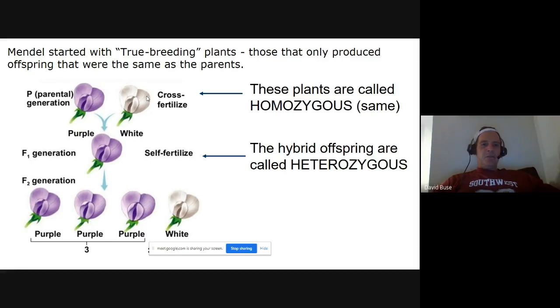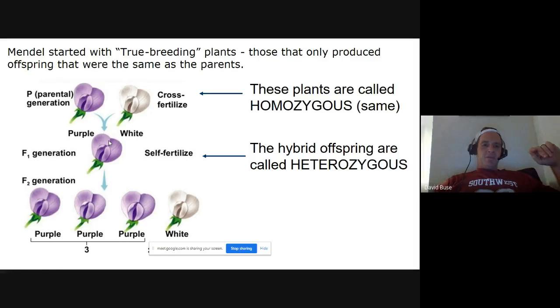He would end up with something that was in between. And that's not what he observed. He observed that for each of his 7 traits, they exhibited just one class. So when he crossed purple and white, he ended up with purple. And based on this observation, he developed the principle of dominance.